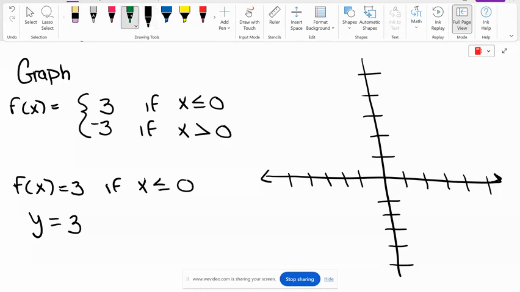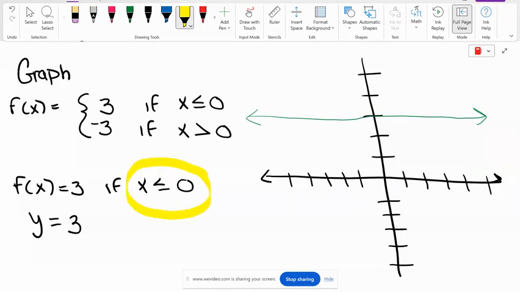All right, so we're going to have y is equal to 3, which is right here. But this is not my graph because my domain is restricted. What are they saying? They're saying if x is less than or equal to 0. So where is x less than or equal to 0? Isn't that this part of that line? So the other part gets erased. There's no line there because of my restricted domain.